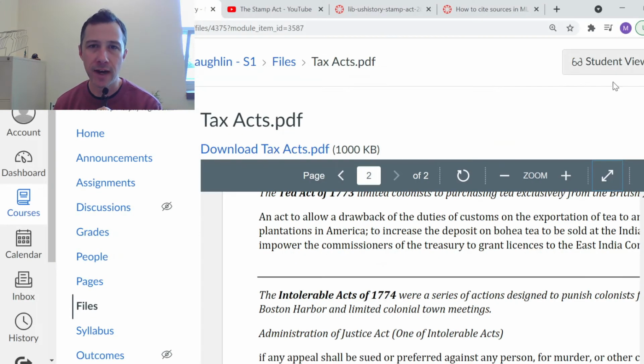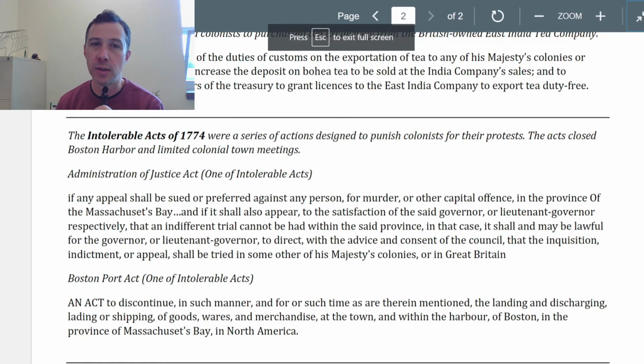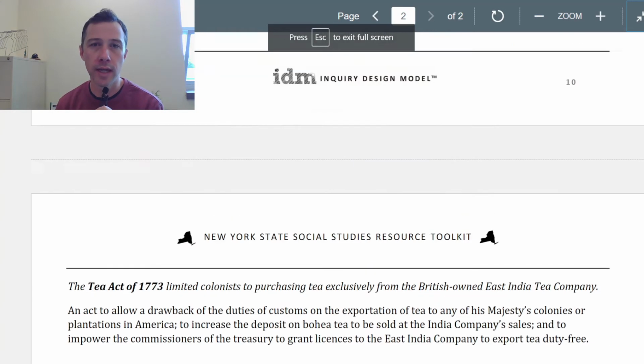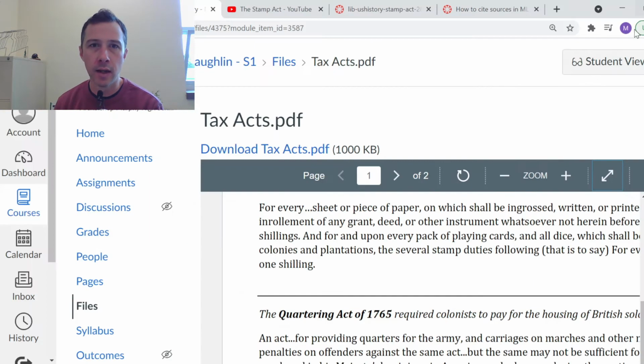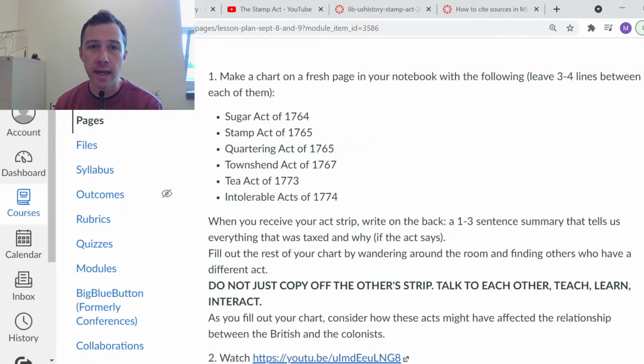I give them about 5 minutes to summarize the tax or the act on the back of the strip, or they can do it in their notebook if they'd like. Summarize it in 2 to 3 sentences, and then get them out of their seats and have them teach others about their tax or their act. They will then fill out their chart with the others. This took about 10 or 12 minutes, depending on the class, and then we went over them as a group.